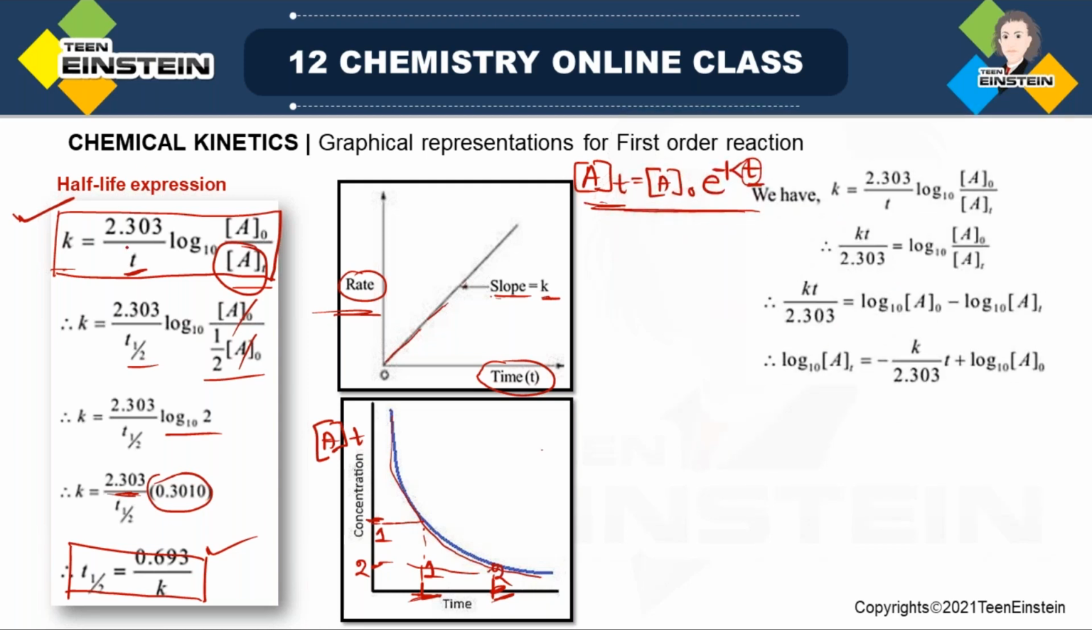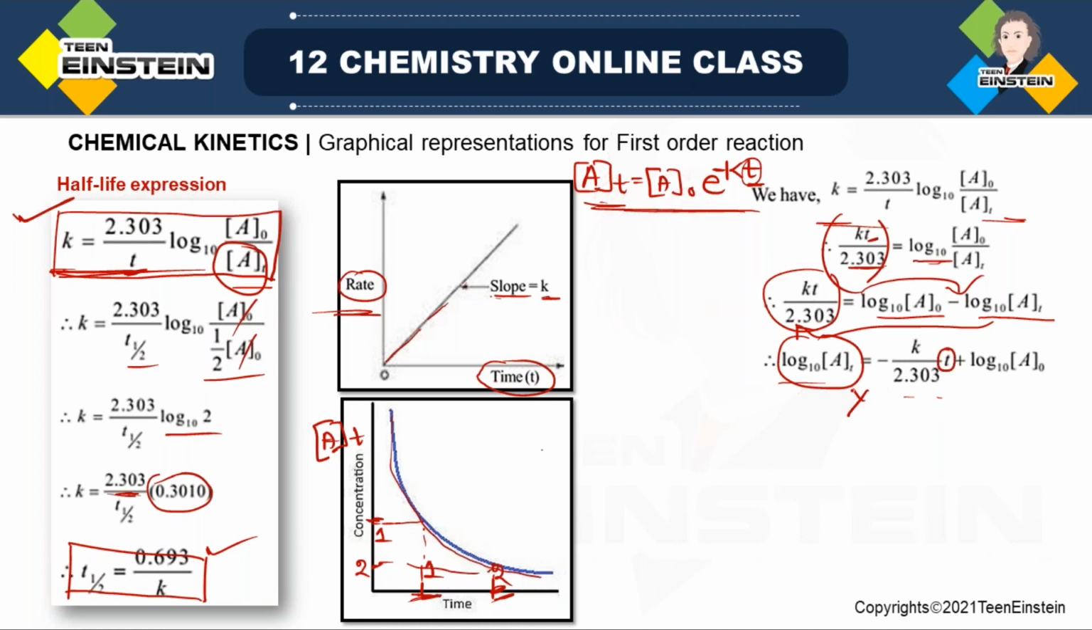Next, we take the same expression. Now bring 2.303 here and t here. Now it will be kt divided by 2.303, and in the right-hand side we break this into log A naught minus log At. Now if you bring this term to the left-hand side and this term to the right-hand side, log At will be on the y-axis and t on the x-axis. That means this is y, this is mx, and this part is the intercept. So m is basically minus k by 2.303. So you are drawing the graph of log At versus time.